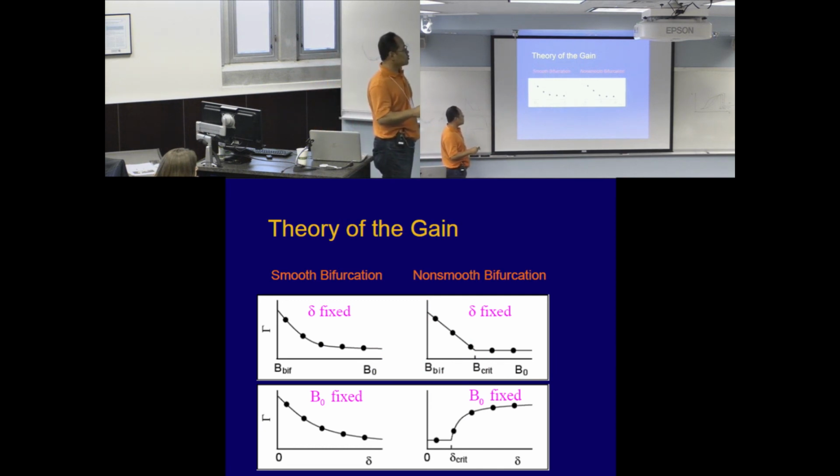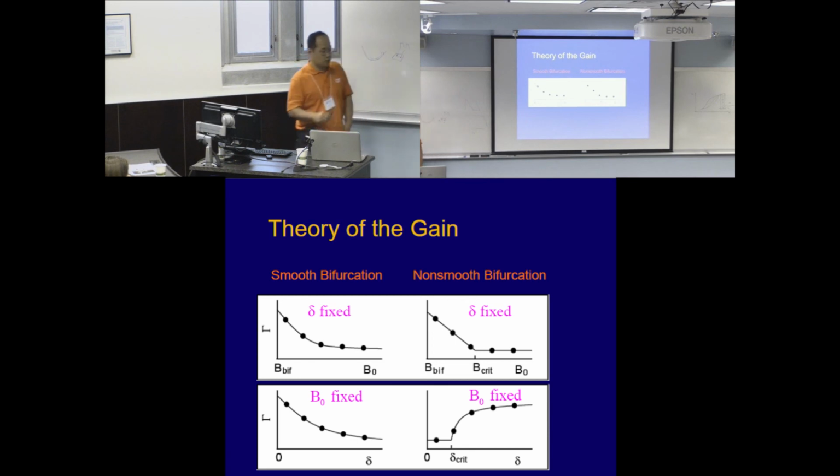Since there are two parameters to play with, one is the perturbation size, another the baseline BCL, we calculate some kind of amplification gain. For the smooth bifurcation, you get a smooth curve, and for the non-smooth bifurcation, you also get a decreasing curve, but it has some non-smoothness. But again, using discrete data points, it's difficult to distinguish between them.